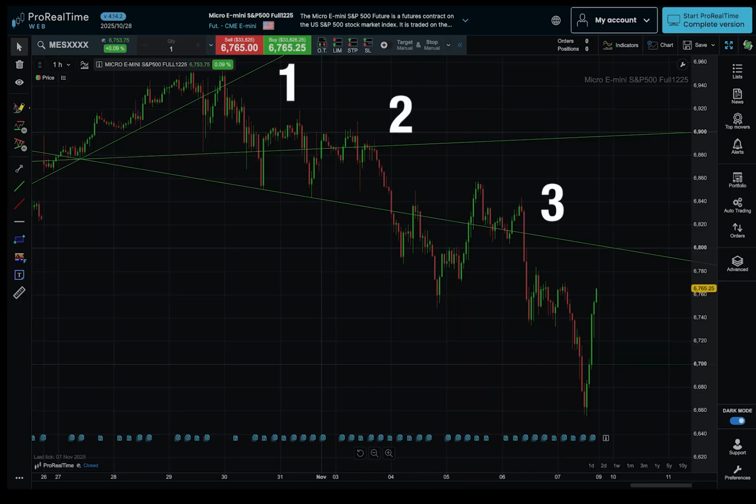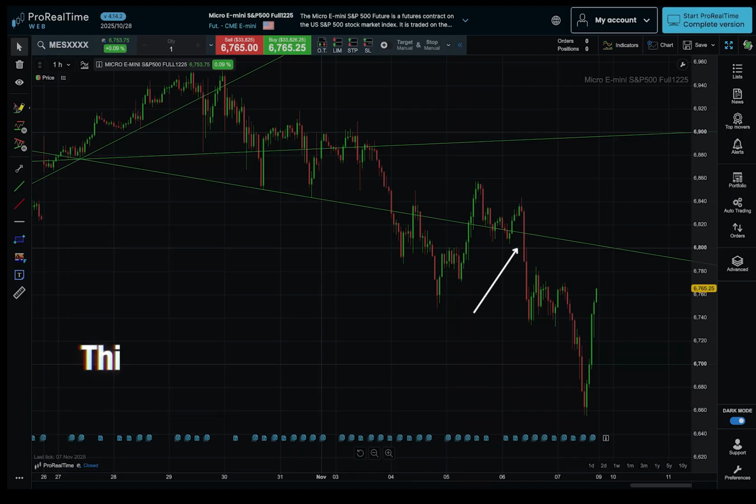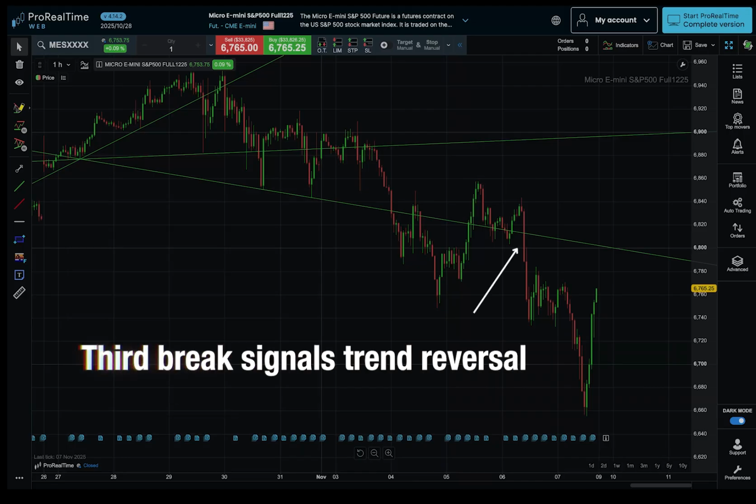Here's what's happening. Each break shows the trend losing momentum. It's weakening in stages. The lines gradually flatten out, resembling a fan. That's where the name comes from. The breaking of the third line is usually the valid trend reversal signal.